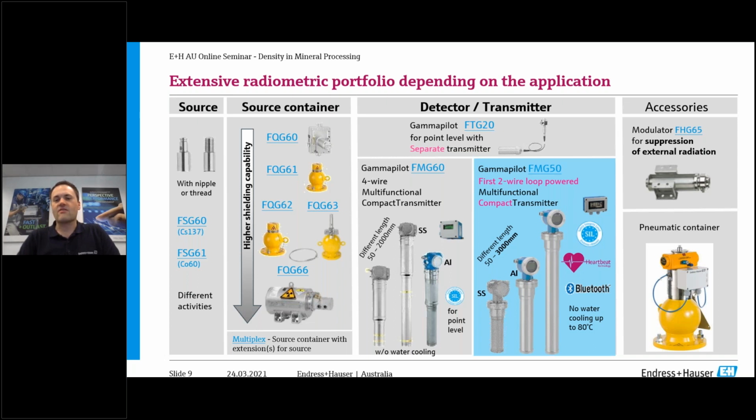And then we have other accessories such as a modulator, just in case you have radioactive material in your processing. And we also have a pneumatic container, which meets the Australian standards for source containers. What that means is you can automatically interlock that pneumatic container with your pump, for example, so that when there's no material flowing through your pipe, you can automatically shut off the source, and that prevents blinding of the detector and improves the reliability of your measurement.